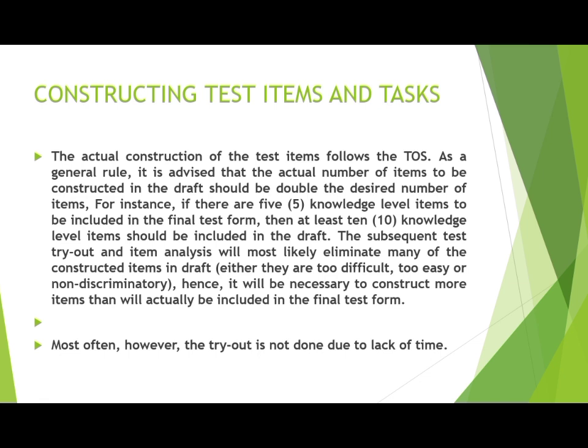The actual construction of the test items follows the TOS. As a general rule, it is advised that the actual number of items to be constructed in the draft should be double the desired number of items. For instance, if there are 5 knowledge level items to be included in the final test form, then at least 10 knowledge level items should be included in the draft.